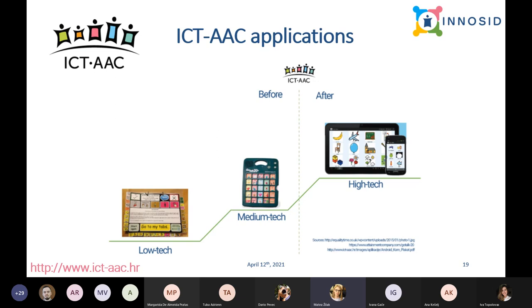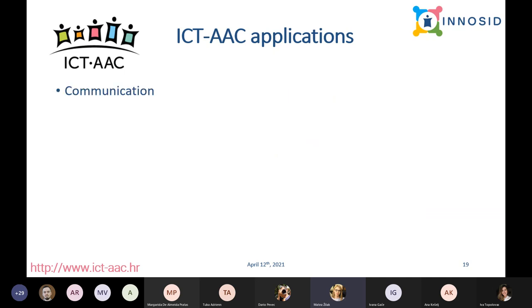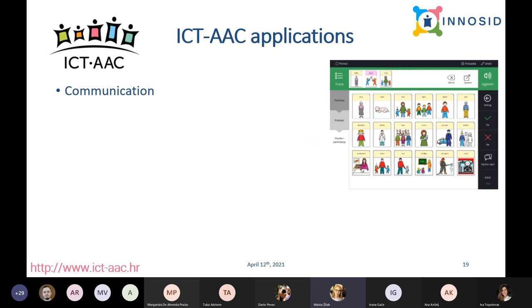For example, in a situation where a child has complex communication needs and uses symbols to communicate with their parents or peers, low-tech would include printed materials. Medium-tech is an example where we also have printed symbols, but for example, you can record a voice for each symbol. But now, when tablets and smartphones are here, we can have high-tech ways of communication with such children.